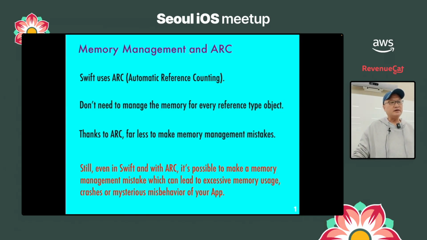Memory management and ARC. Swift uses automatic reference counting, and you don't need to manage the memory for every reference type object. Thanks to ARC, there is far less chance of making memory management mistakes. However, even in Swift with ARC, it's still possible to make memory management mistakes, which can lead to excessive memory usage, crashes, or mysterious misbehavior of your app.